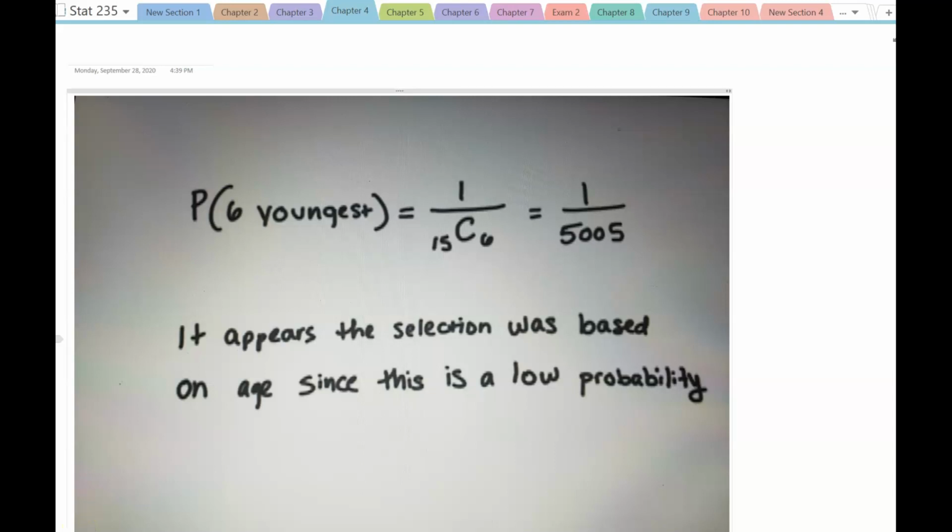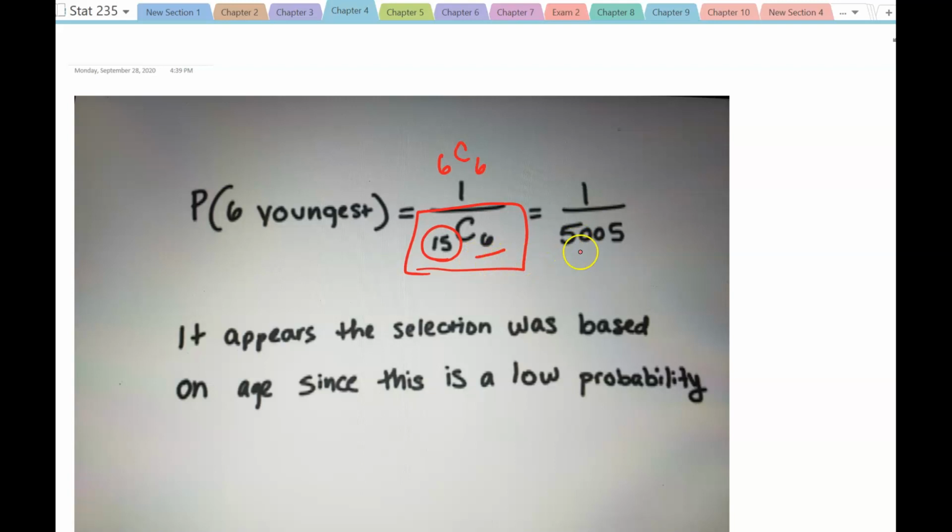In this example, it looks like you're finding the probability that in a group of 15 people, you choose the 6 youngest. So really what you're doing here is 6 choose 6 for the top, and there's only one way to pick the 6 youngest from 6. So there's no different combinations of the 6 youngest. Here, order doesn't matter, so use a combination instead of a permutation.